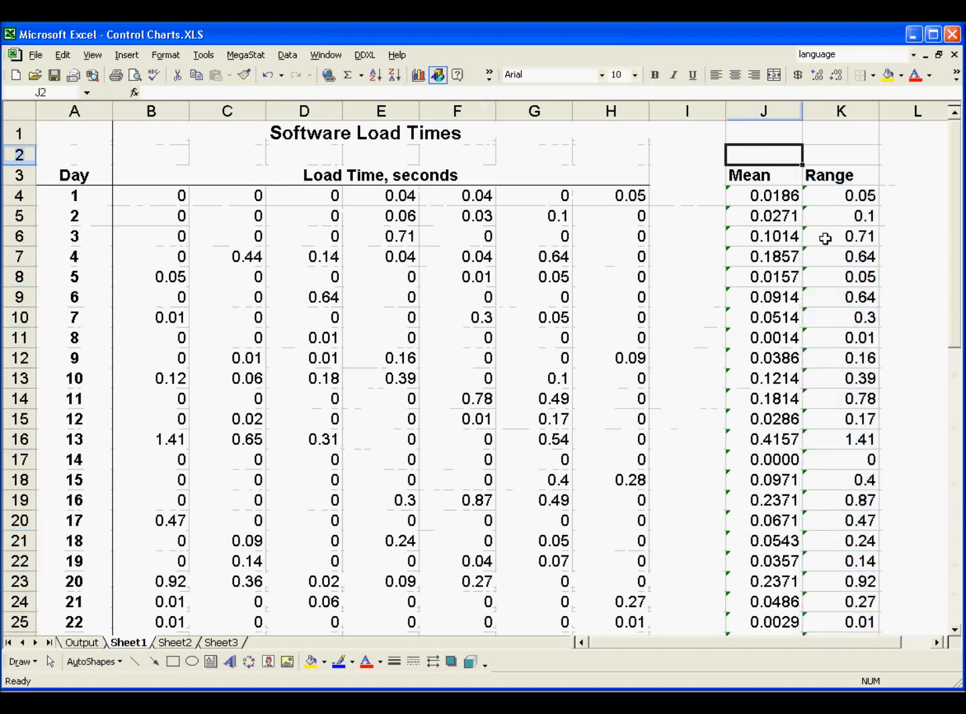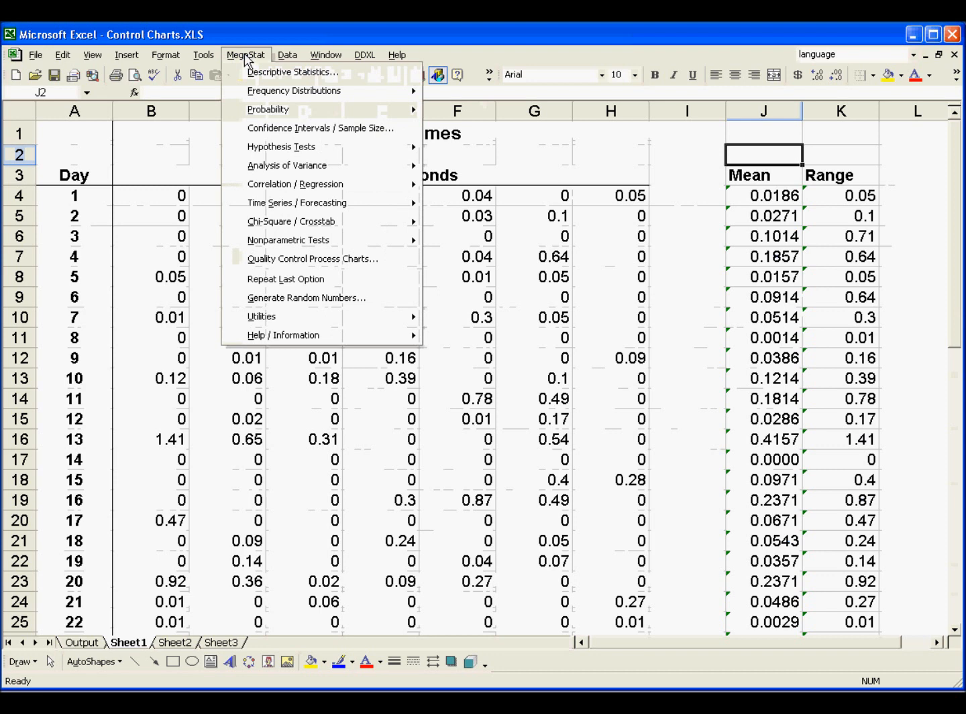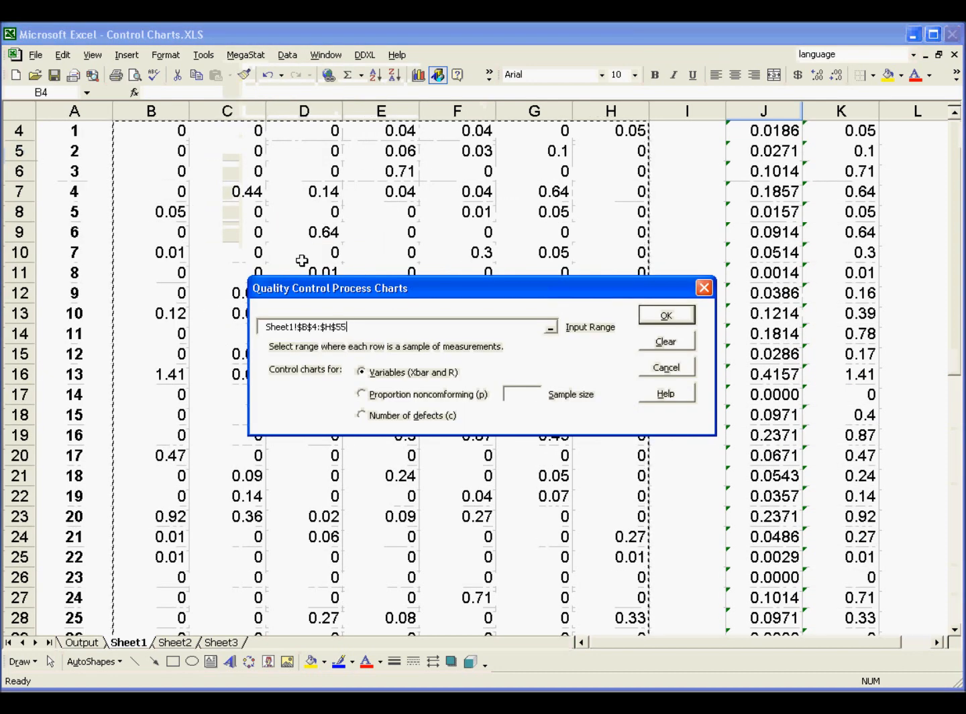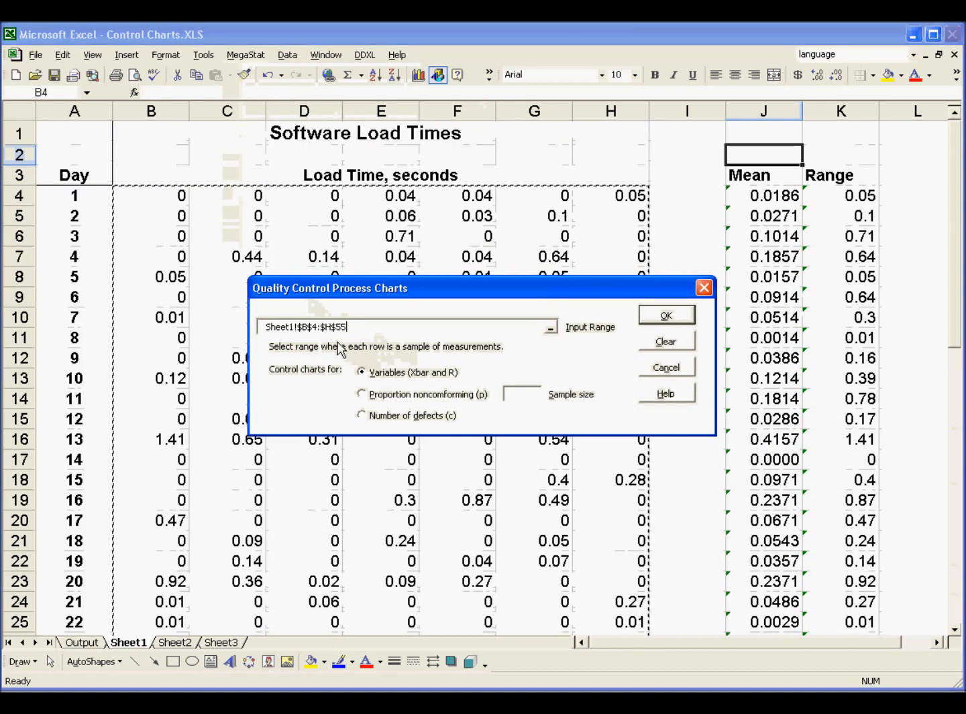Now, to find all of this information, certainly you could do it all by hand. There are also a number of software programs and add-ins into Excel. The one I'm going to show you is Megastat. Megastat you could find online, or it may be with your statistics textbook. So Megastat, and then quality process control charts, and we'll choose all of this data. Notice that I am not choosing the day, the numbers in the day, because that's not part of the data. That's just the numbering, just an organization of what the data is.